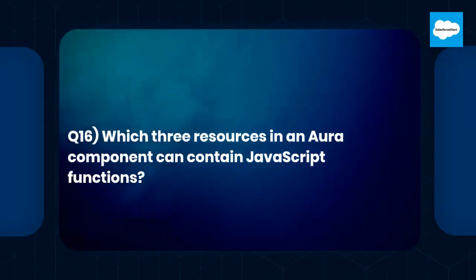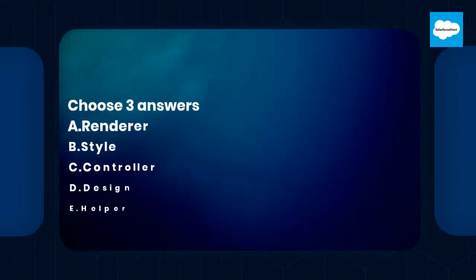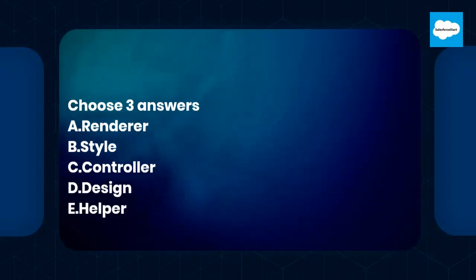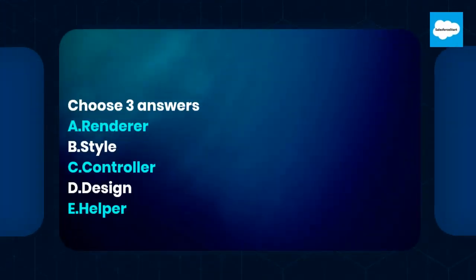Q16. Which three resources in an Aura component can contain JavaScript functions? Choose three answers. A. Renderer. B. Style. C. Controller. D. Design. E. Helper. The answer is A. Renderer. C. Controller. Helper.